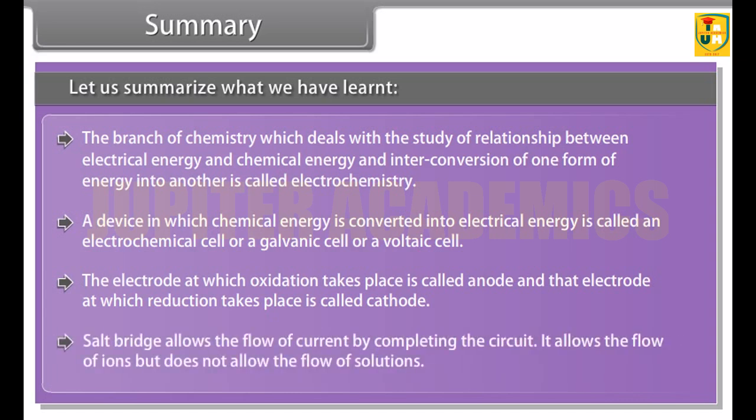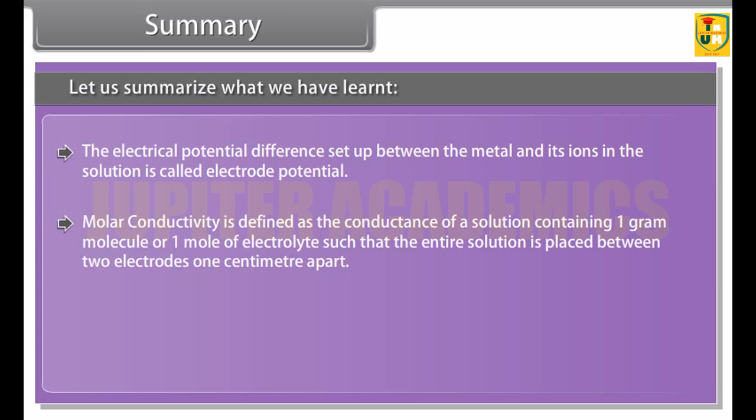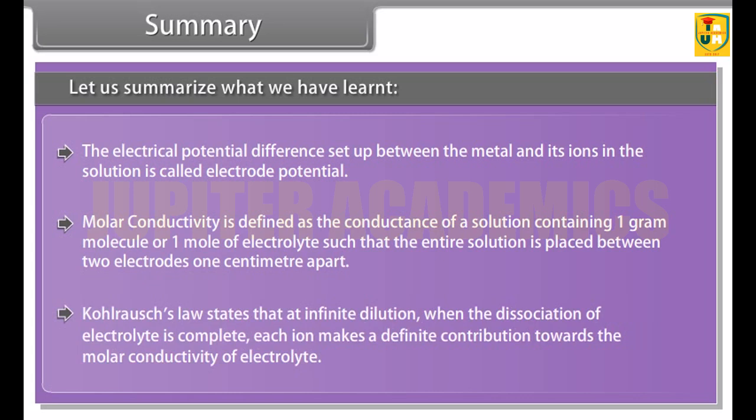Salt bridge allows the flow of current by completing the circuit. It allows the flow of ions but does not allow the flow of solutions. The electrical potential differences set up between the metal and its ions in the solution is called electrode potential. Molar conductivity is defined as the conductance of a solution containing 1 gram molecule or 1 mole of electrolyte such that the entire solution is placed between two electrodes 1 centimeter apart. Kohlrausch's law states that at infinite dilution, when the dissociation of electrolyte is complete, each ion makes a definite contribution towards the molar conductivity of electrolyte.